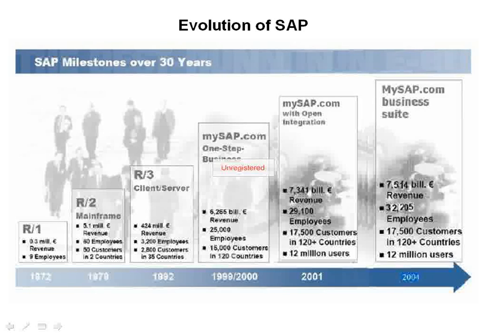SAP is installed in over 120 countries with almost 15 million users, and the number of employees in SAP is right now more than around 70,000. So this is how SAP has evolved over a period of time.